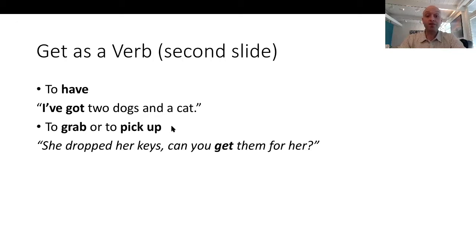Finally, we have to grab or pick up. She dropped her keys. Can you get them for her? What the speaker is really saying is, can you grab them for her? Can you pick them up for her? So those are the main uses of get as a verb.